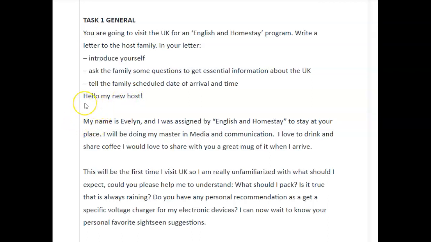Alternatively, you could say, dear Mr. and Mrs. Smith, I have been informed that you have been assigned to me as my host family, and therefore I would like to introduce myself. Okay, that's also perfectly fine. Then you can say, my name is Evelyn, and I don't know, where are you from? So you could say that.